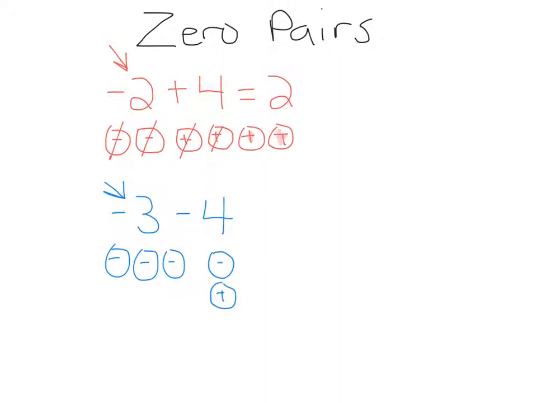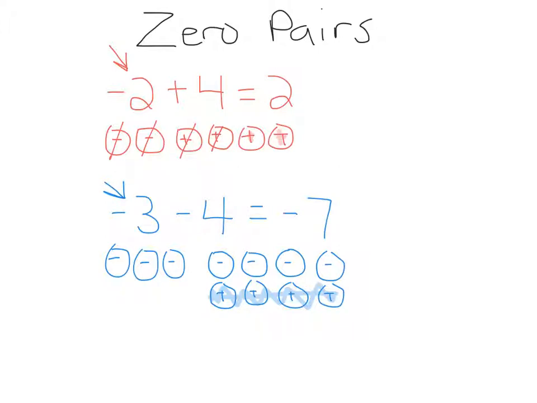And when I do zero pairs here, when I add a negative and a positive to what I show, I am not changing the value because -1 plus +1 is 0. So I am creating 4 positives and 4 negatives. Now I can subtract those 4 negatives and I can get rid of them. So I'm going to take those 4 negatives out. They're all gone. And I'm left with 7 negatives as my answer.